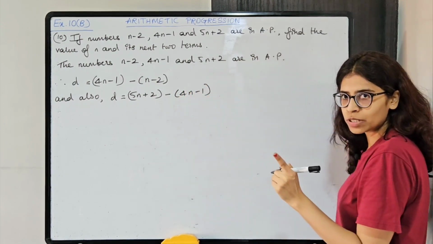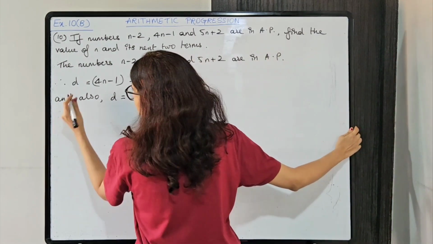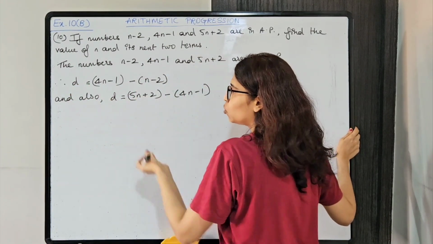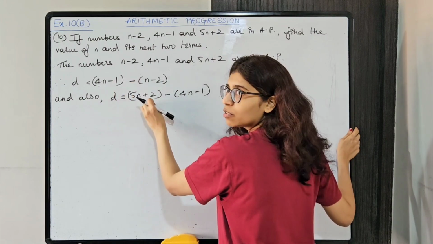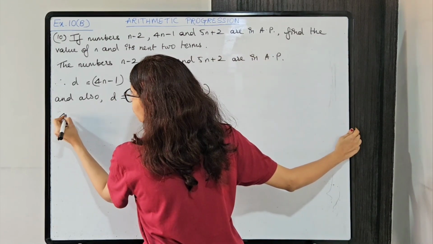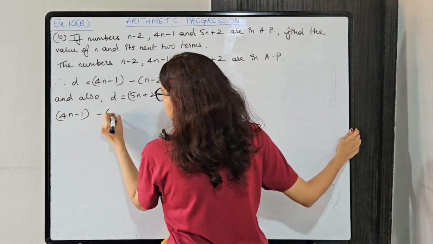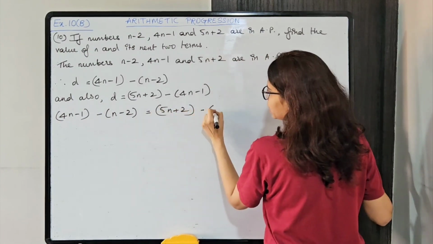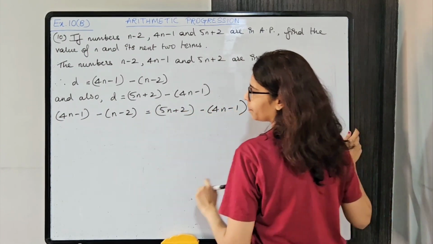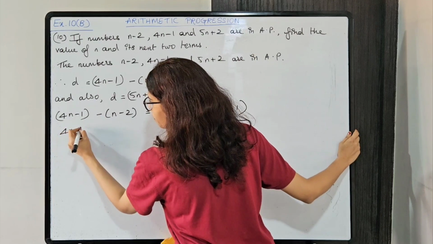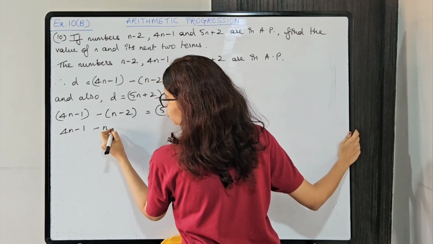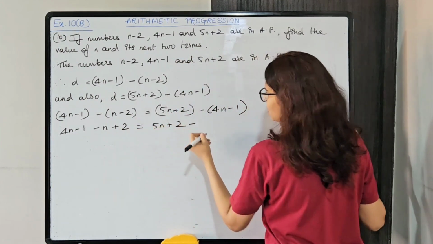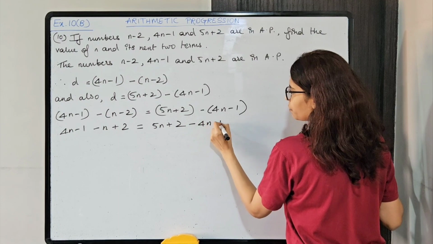Consider consecutive terms. Now since LHS is same, I can say RHS is also same. Both are common difference, so both will be equal. So 4n minus 1 minus n minus 2 is equal to 5n plus 2 minus 4n minus 1. Open the brackets. Here the signs will change. Minus n plus 2. Here 5n plus 2 as it is. Here again the signs will change.